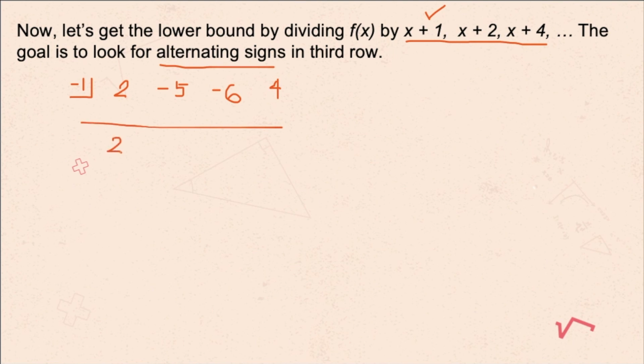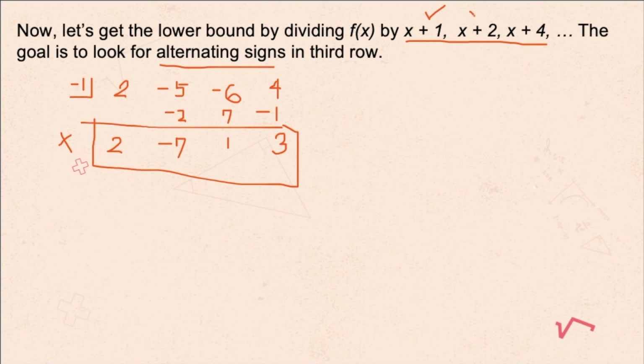So it will be, bring down the first number, 2 times -1 is -2, -5 plus -2 is -7, then -7 times -1 is +7, okay? Then -6 plus 7 is +1, 1 times -1 is -1, then 4 plus -1 is +3. Do we have here alternating signs? No. So -1 is not the lower bound.